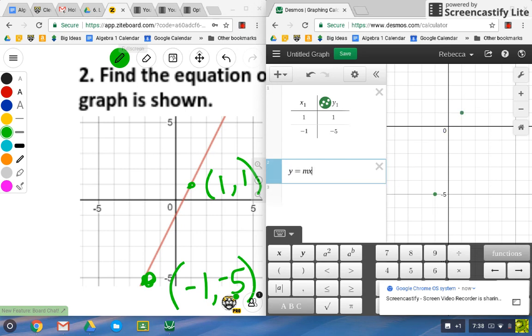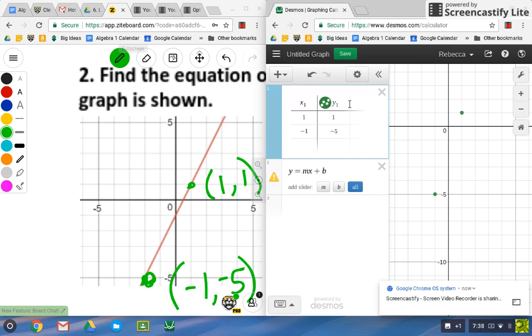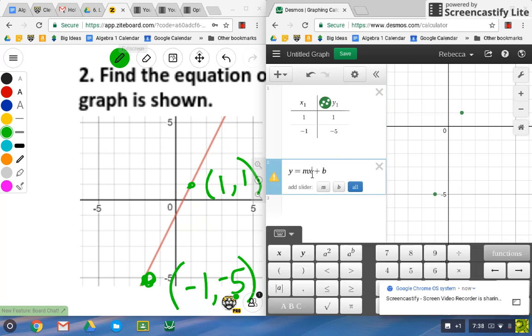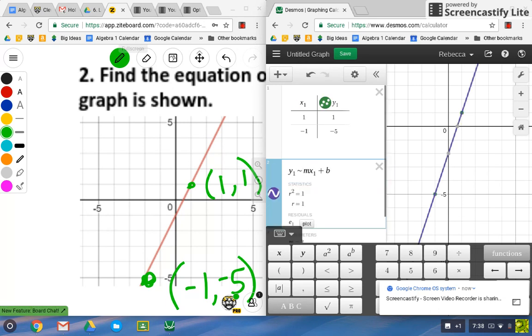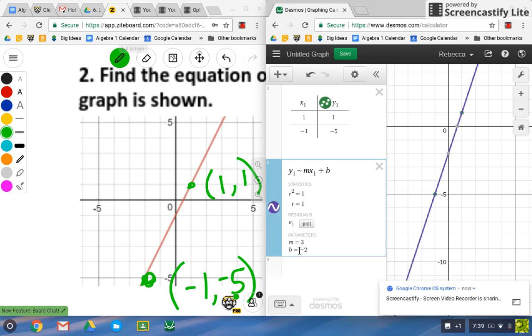Okay, so the next thing we do is we write in the equation. Normally it's y equals mx plus b. But you're going to notice that in this table, these aren't x's and y's, they're x1s and y1s. And then we get this triangle of death. Do you see the triangle of death? That means we accidentally put in equals when we should have said approximately that. Once I change it to approximately, look, it gives me my m is 3 and my b is -2.